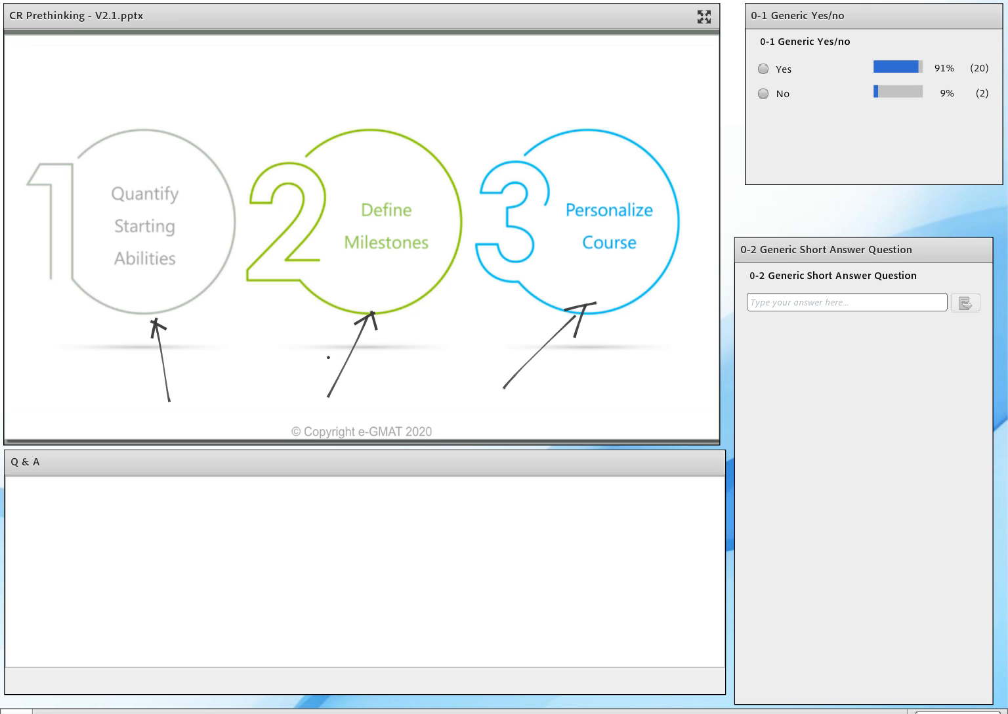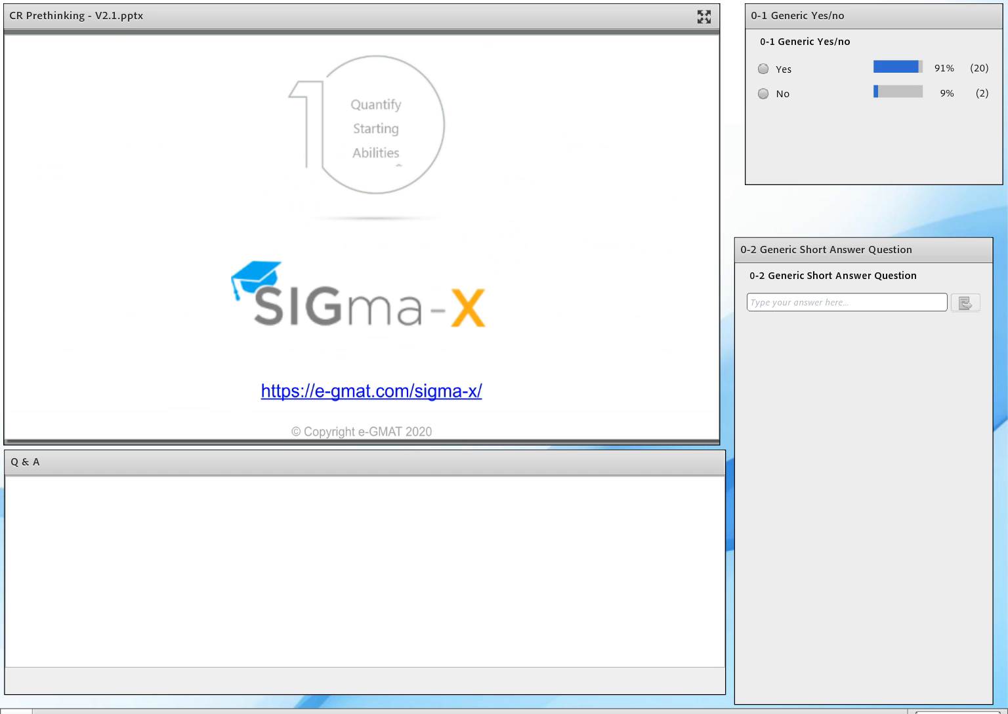You either start practicing or you start learning, depending on what your current ability is and where you want to go. And each one of these 3 steps is really important, because again, this is how you decide where you spend your time and how you spend your time.